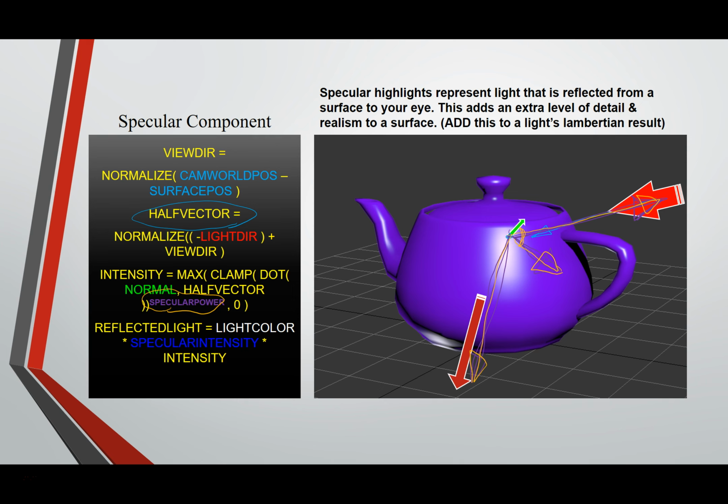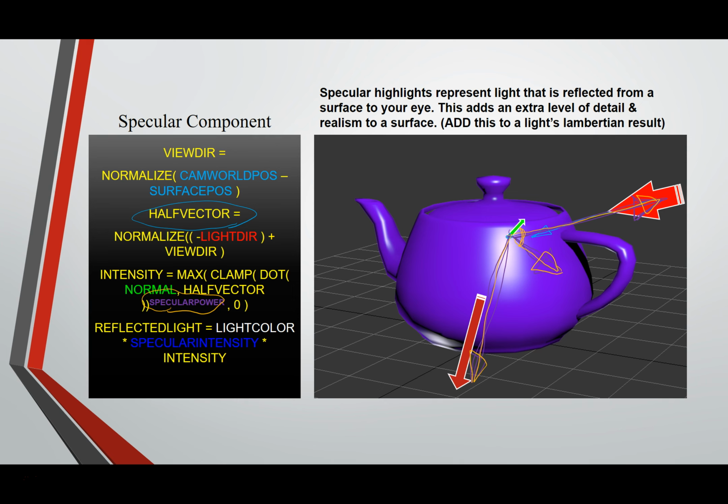Okay. Then you see there's a max command there, and that's just making sure that we don't go below 0. So we don't go underneath that value. Okay. And that's going to be our intensity. So how much specular intensity we have.